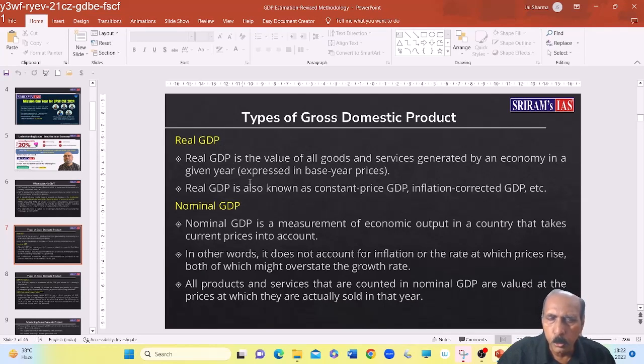Real GDP gives you the real worth of goods and services produced, which are measured at the constant prices, while the nominal GDP gives you the value of goods and services produced at the prices prevailing in that particular period. And therefore, the impact of inflation is also taken into account while calculating the nominal GDP. And when we adjust the GDP with the inflation, we arrive at the real GDP.